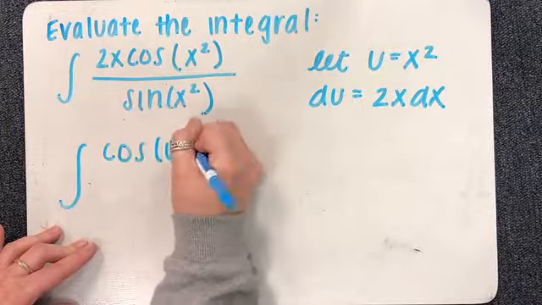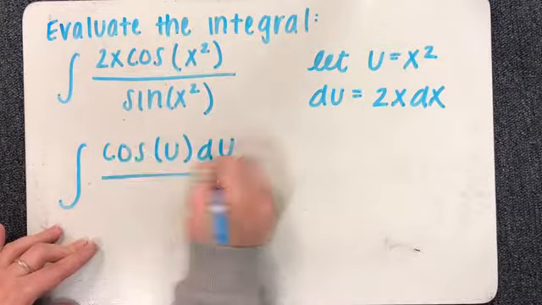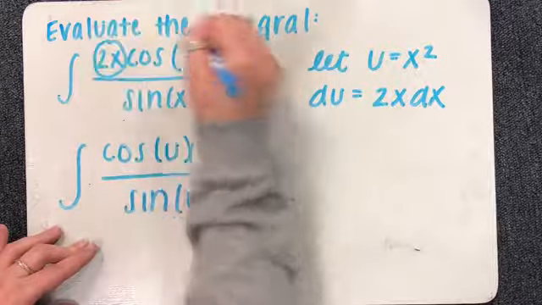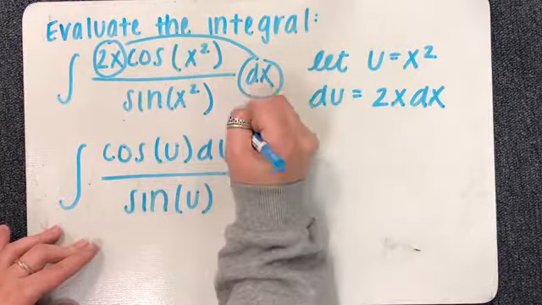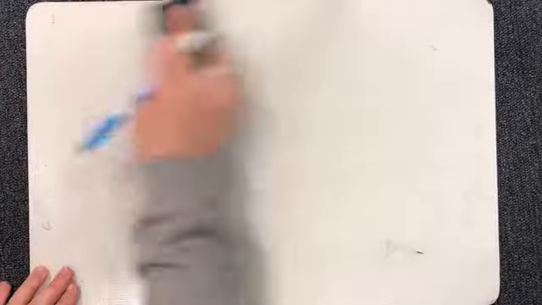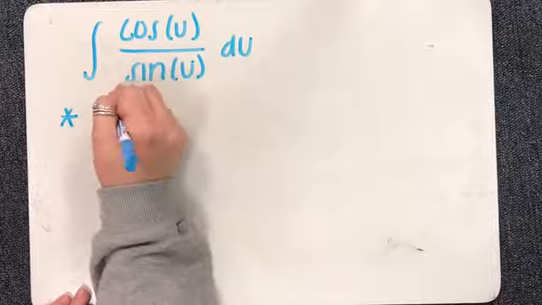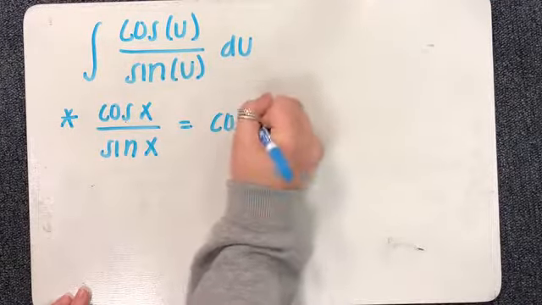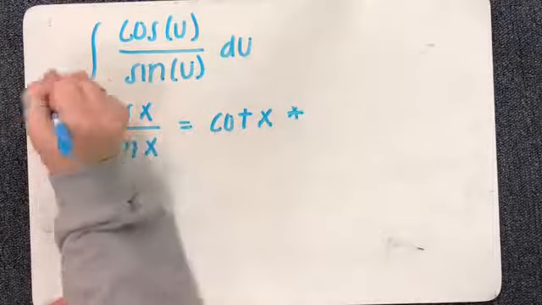du equals 2x dx. We now rewrite the integral in terms of u. 2x dx becomes du and x squared becomes u. We can now simplify the integral using the trig identity cosine u over sine u equals cotangent u.